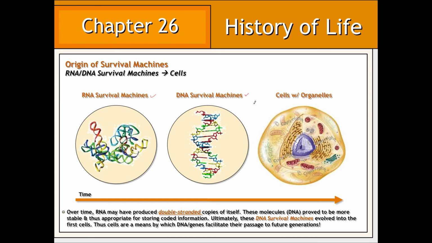So therefore, we can think of cells, at the most fundamental level, as nothing more than a survival machine whereby genes facilitate their passage from one generation to another. And in the most extreme sense, we can take a look at any living organism, which of course is composed of cells, as nothing more than a survival machine that may facilitate the passage of the genetic code from one generation to the next.